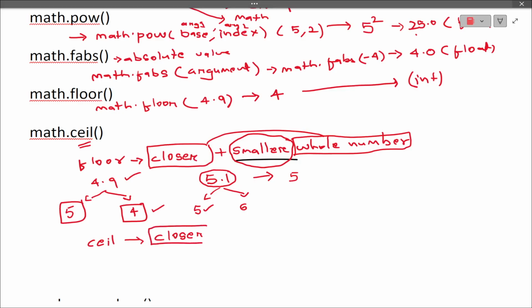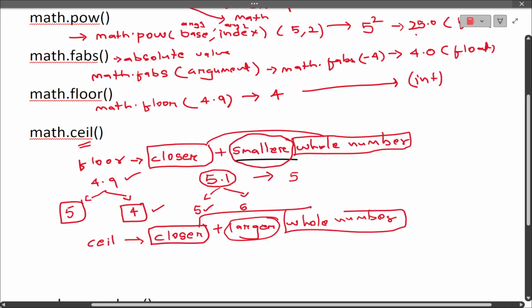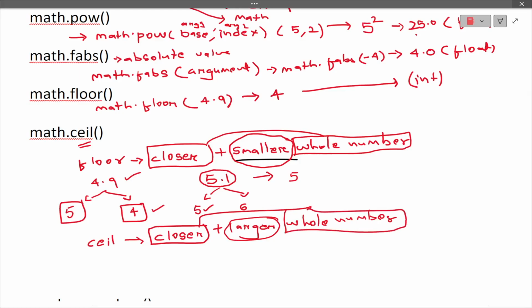Closer plus larger whole number. Let me take the same example, then we will identify. You just need to find the closer whole numbers first, then we will search for the largest one. So let us take the same example. Suppose somebody has taken 4.9. Is everything visible to you? Yes, if somebody has taken 4.9 and asked to find the math.ceil.